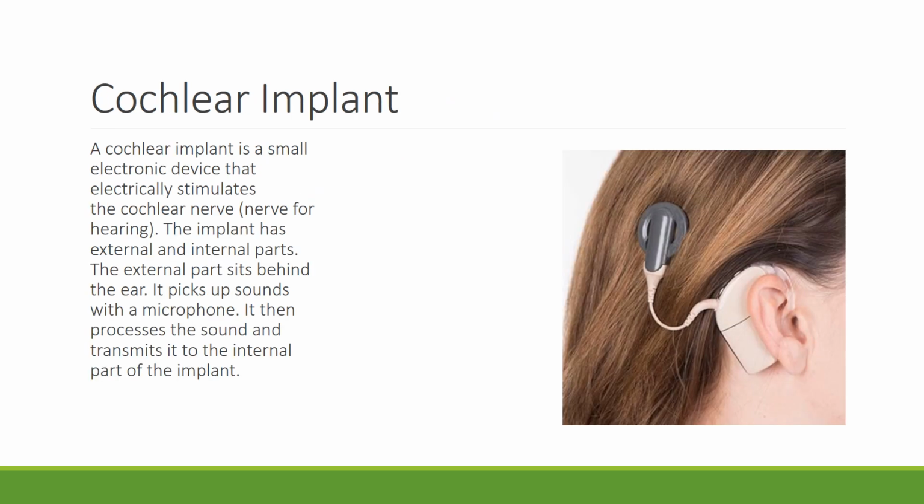You can see a cochlear implant in the image to the right. A cochlear implant is a small electronic device that electrically stimulates the cochlear nerve, which is your nerve for hearing. The implant has both external and internal parts. The external part sits behind the ear. It picks up sounds with a microphone. It then processes the sound and transmits it to the internal part of the implant.